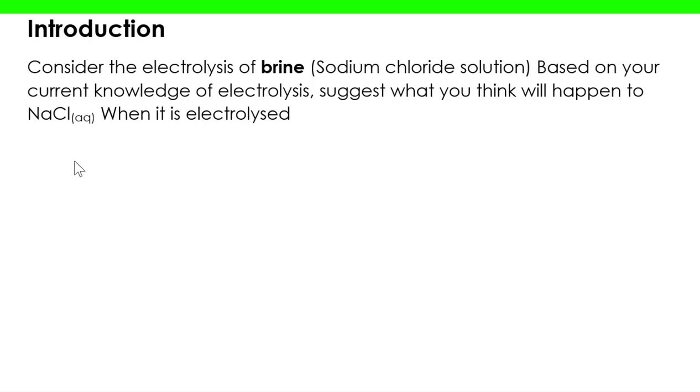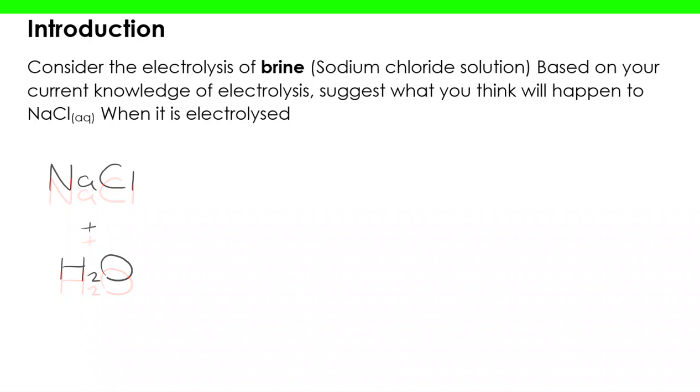Now, the immediate thought is probably that the positive sodium ion will go to the negative electrode, the negative chloride ion will go to the positive electrode, the anode, and we will end up making sodium and chlorine. And if this were molten, that would be the case, but it isn't. In aqueous, there is a difference. Now let's break it down and try to work out why.